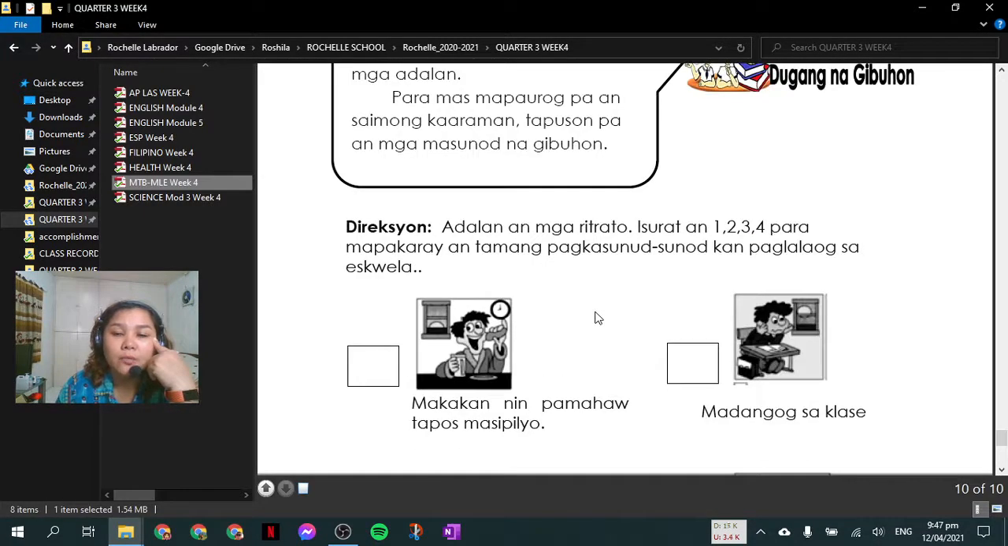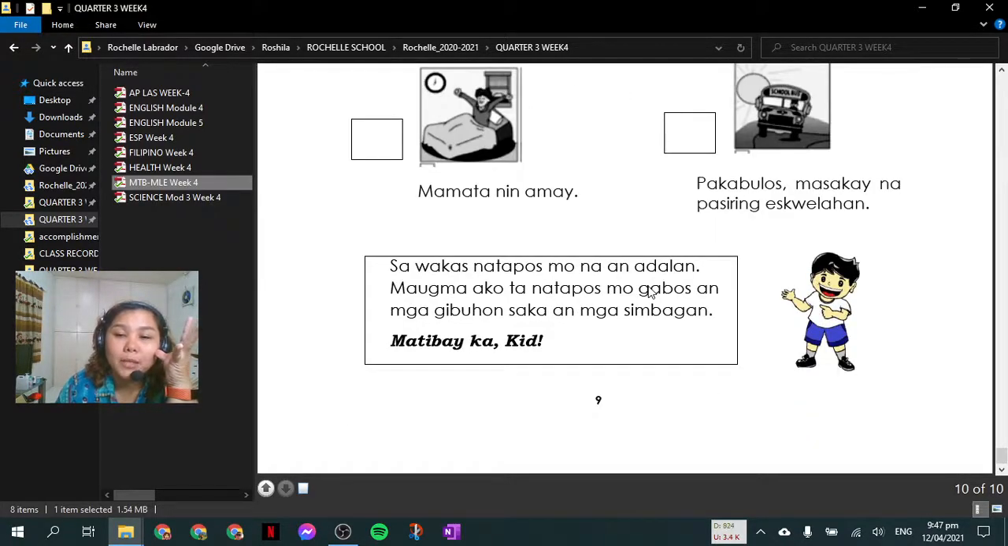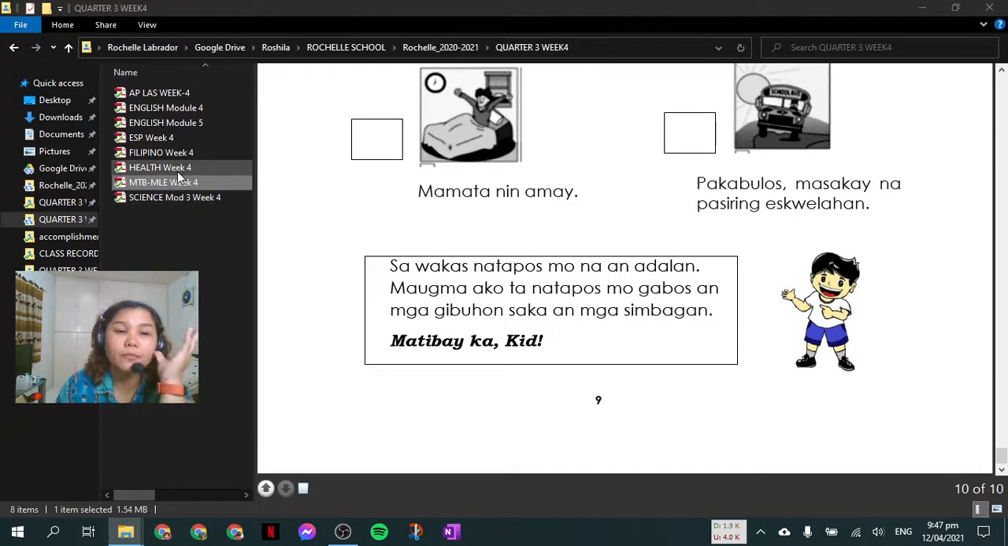And next activity, look at the pictures, write 1, 2, 3, 4 to arrange the correct sequence of going to school. So, there are 4 events, 4 pictures. You just sequence it from number 1 until number 4. Which came first, which is next, what comes after, and then which is the last event. So, that's the end of MTB.